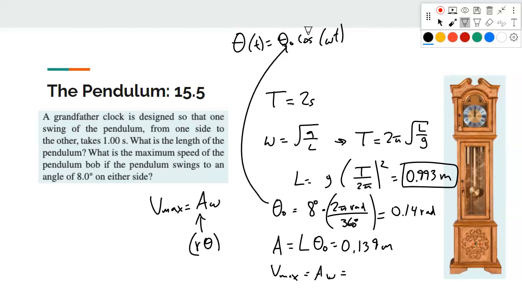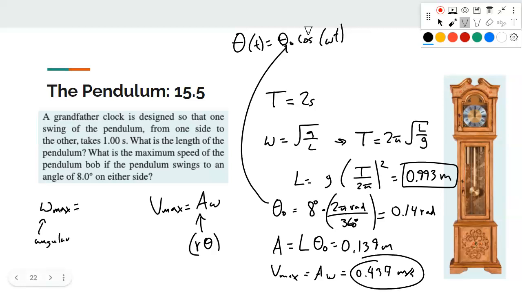We plug in our omega, which is just root g over L. Since we know L, we can now get that. And we get 0.437 meters per second. So if we wanted just our omega max, which is very confusing, but here this is angular velocity, and this is actually the derivative of our theta of t, this would be theta naught times omega, where this is our angular frequency.